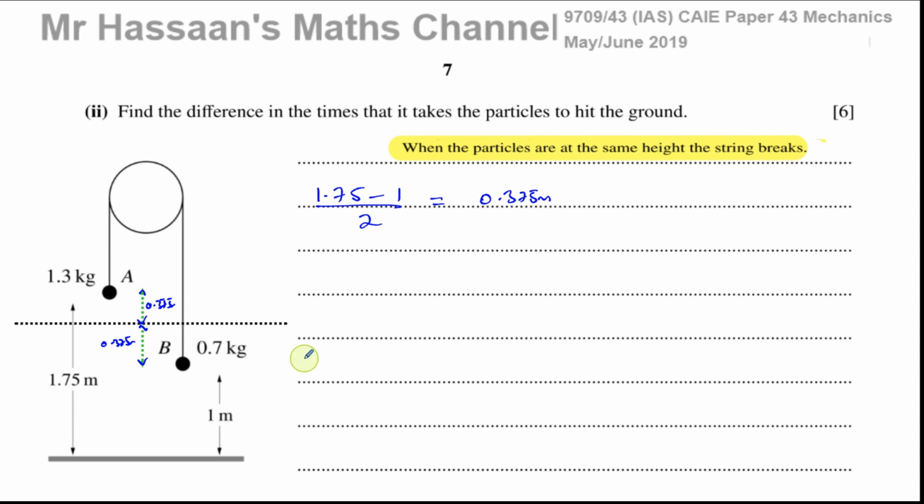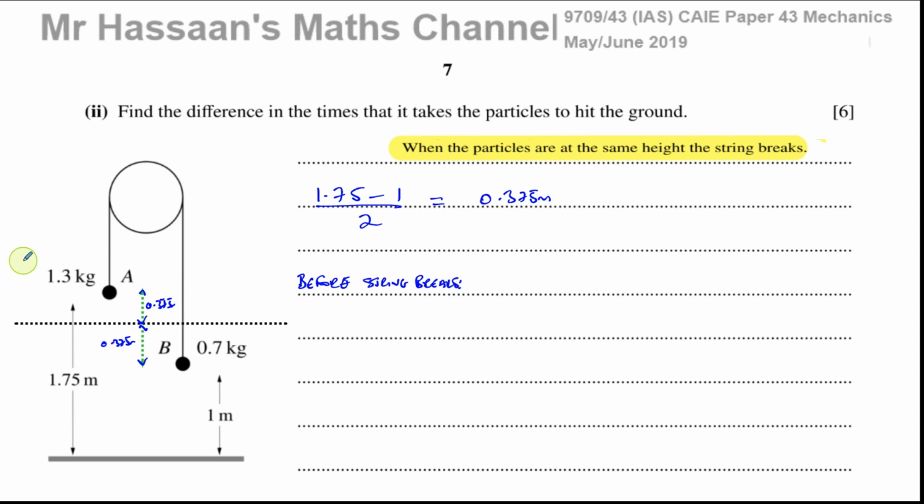Now, what do we know about them before the string breaks? Before the string breaks. Excuse my handwriting here.